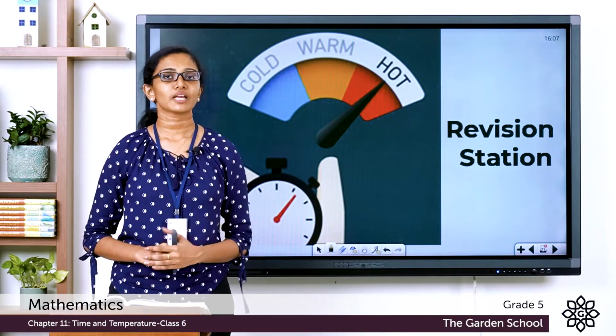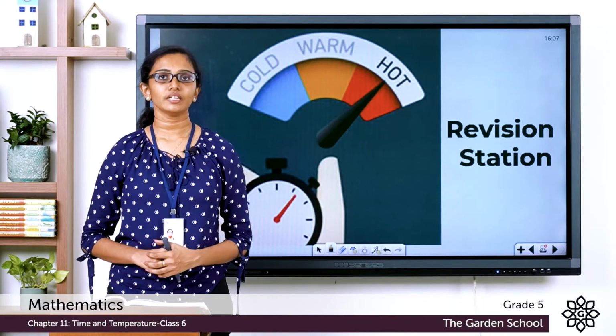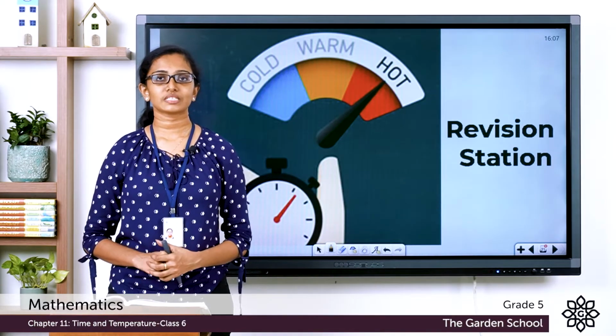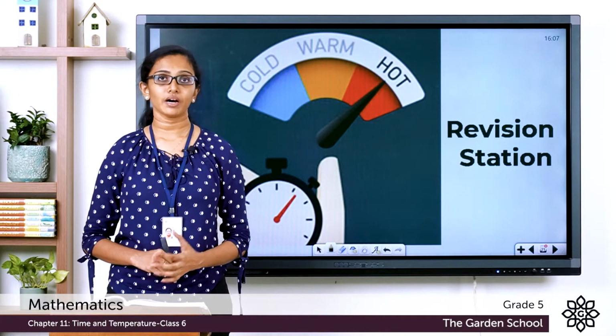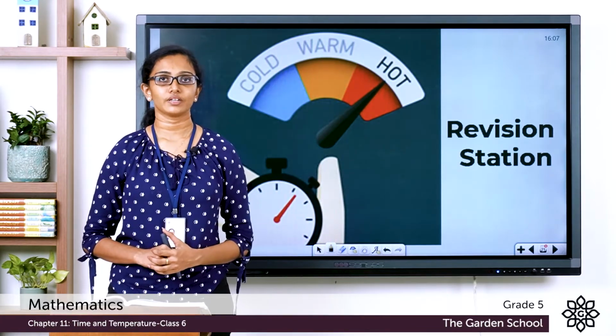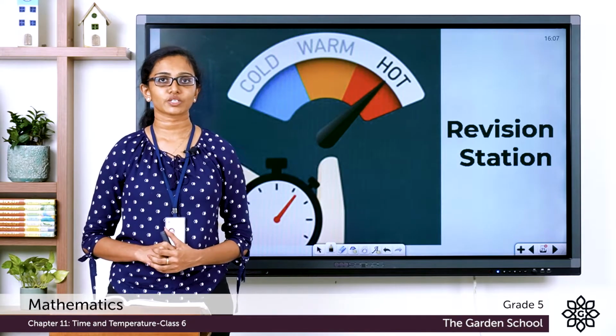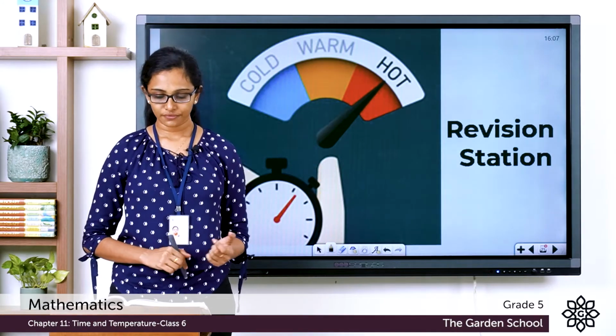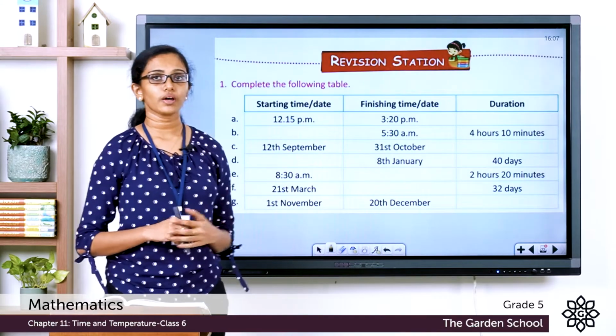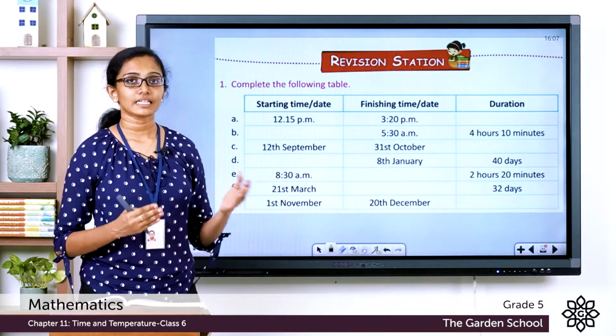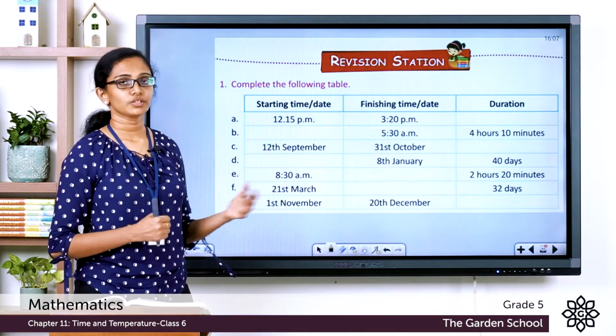So we have come to the end of chapter 11. Now we'll see the questions from the revision station page, which is page number 177. All of you please turn to page number 177 in your textbook. Let's see the questions. The first one, complete the following table. Let's first discuss the questions and then move on to answering them.